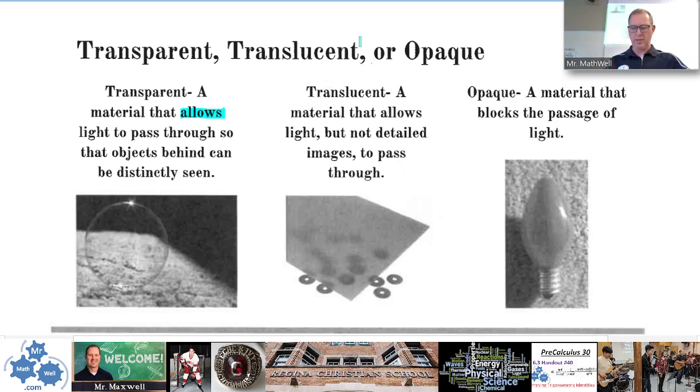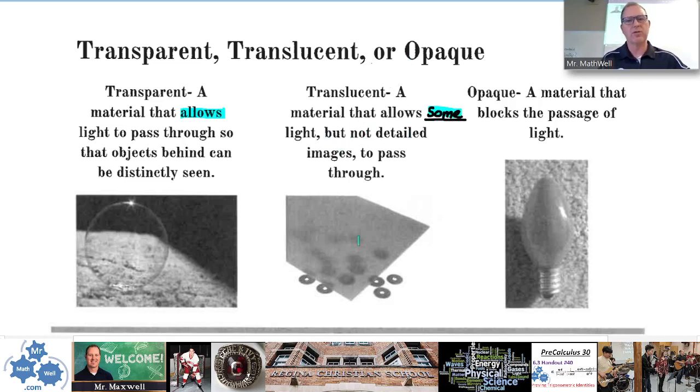Okay, translucent. So transparent, translucent, a material that allows, now I'm going to write this word here. I made a blank, some. So the blank that you have there is right here. It should be allows some light to pass through, but not detailed images.